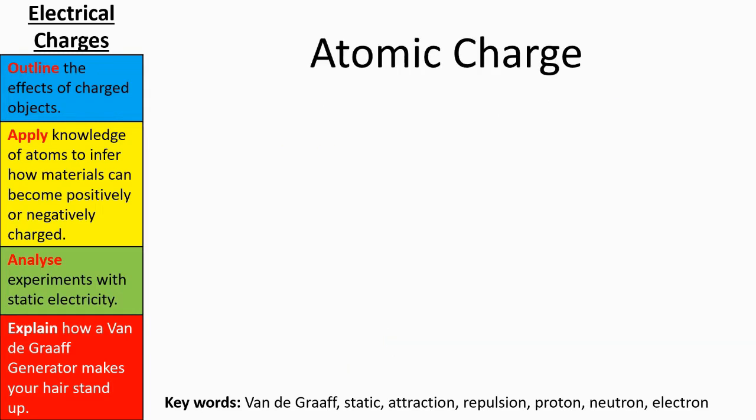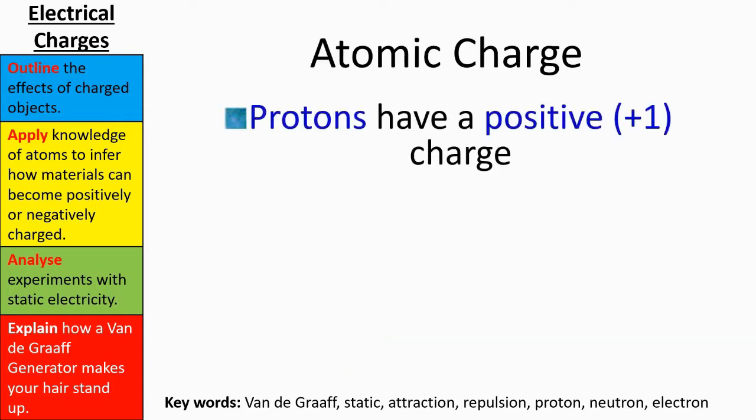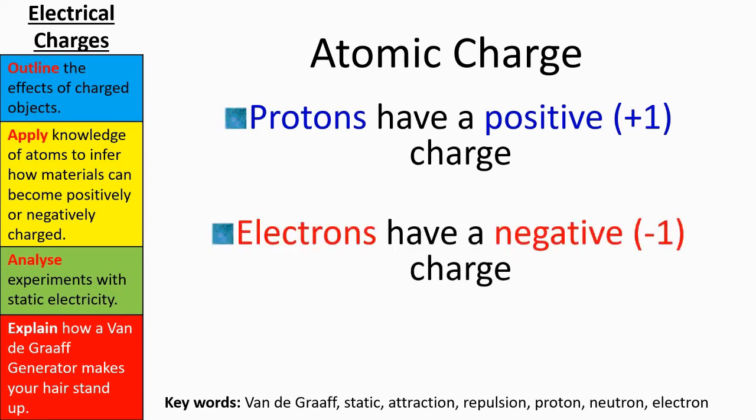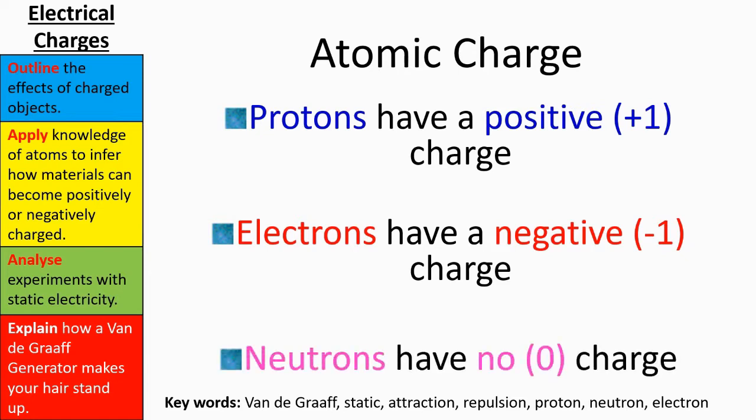Next, the charges. Protons have a positive or a +1 charge. Electrons have a negative or a -1 charge. Neutrons have no charge. They have 0 charge.